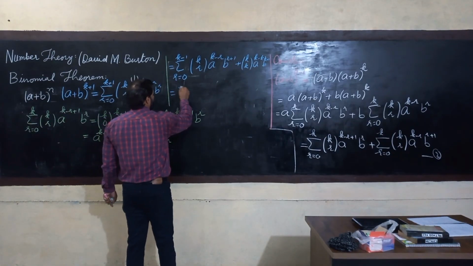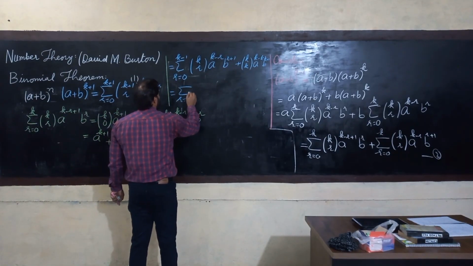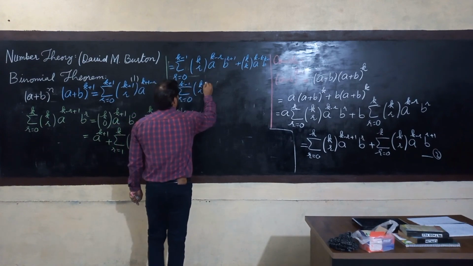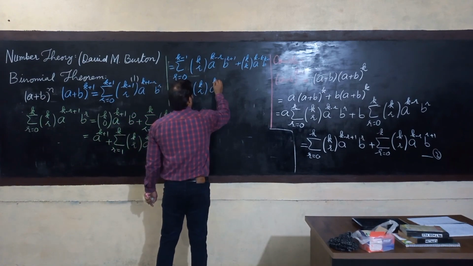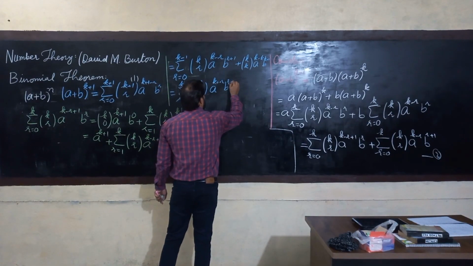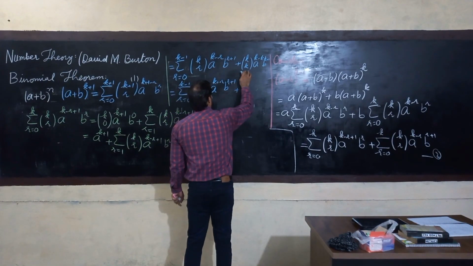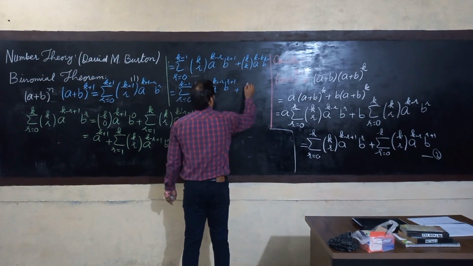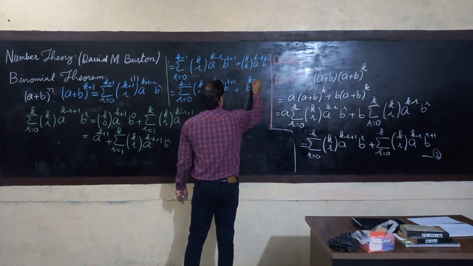This is equal to the summation r is equal to 0 to k minus 1, k choose r, a raised to power k minus r into b raised to power r plus 1. k choose k, this is equal to 1, a raised to power 0, this is 1, this is the last term, b raised to power k plus 1.